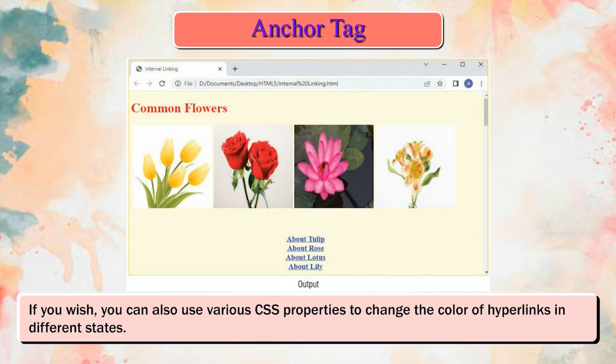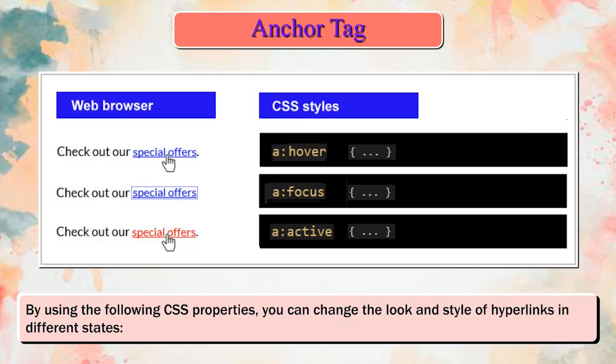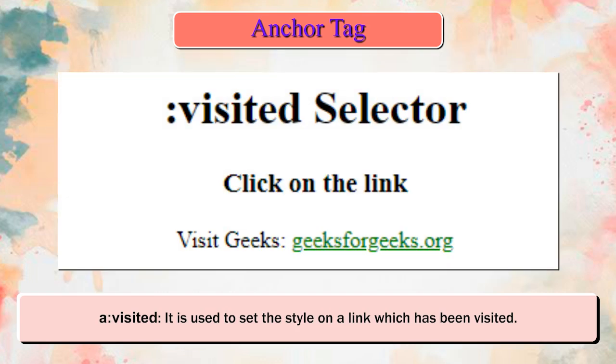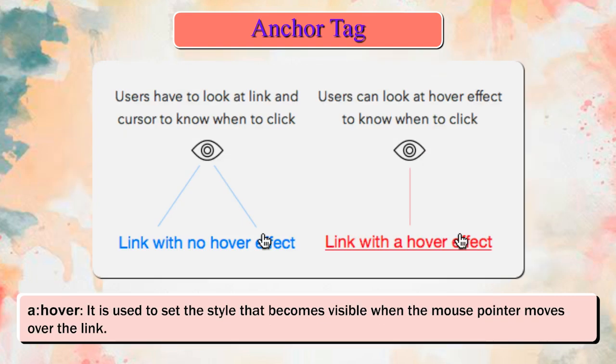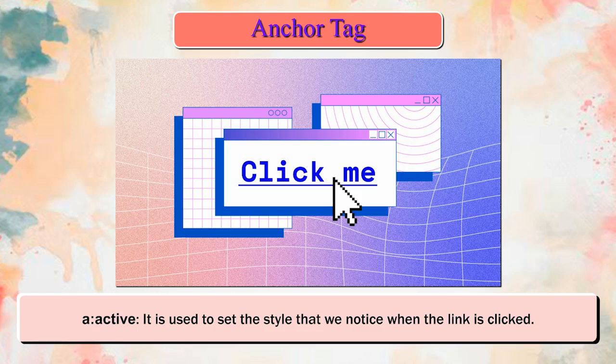different states. Mainly there are 4 states of hyperlinks: link, visited link, hover and active. By using the following CSS properties, you can change the look and style of hyperlinks in different states. A:link is used to set the style for a link that has not been visited. A:visited is used to set the style on a link which has been visited. A:hover is used to set the style that becomes visible when the mouse pointer moves over the link. A:active is used to set the style that we notice when the link is clicked.